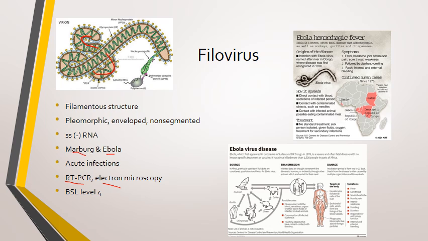It is enveloped and it is non-segmented. Look at that nucleoprotein. It's non-segmented. It curves. It looks very eukaryotic in that sense. However, it's RNA. It's single-stranded negative sense RNA. And the two most famous members of this group are Ebola and Marburg.